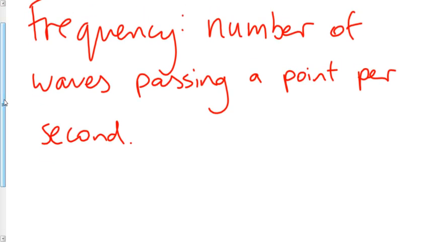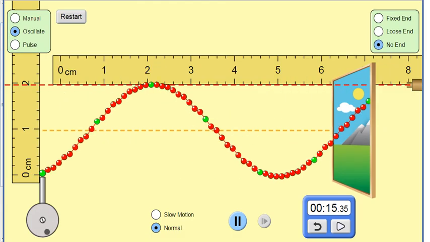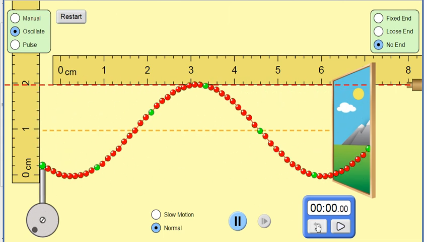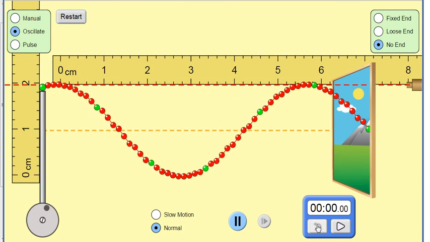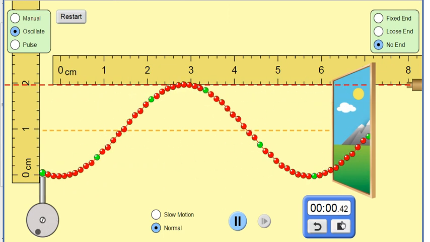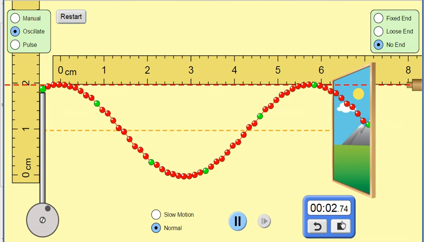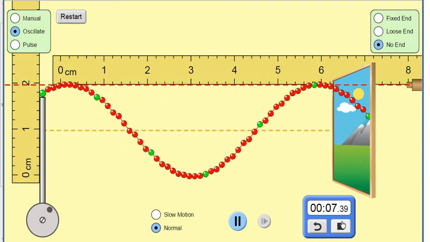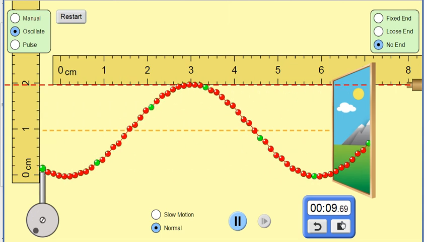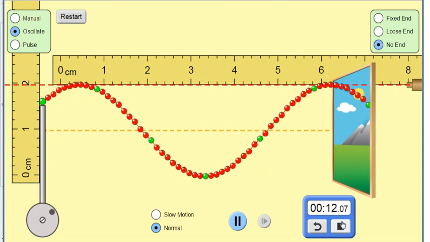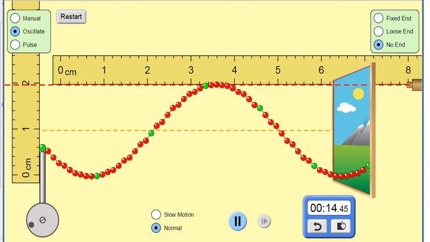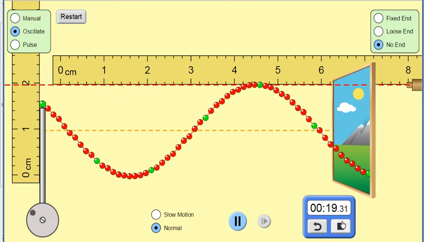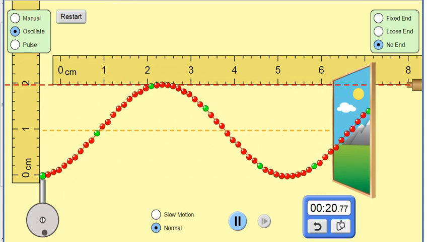It's going to be impossible for us to do the number of waves passing a point per second, but we could do the number of waves passing a point in, like, I don't know, 20 seconds or something, and then divide it by 20. So if I go start and then 1, 2, 3, feel free to fast forward the video, 4, 5, 6, 7, 8, 9, 10, 11, 12, 13. Oh, 13 it was when I got to 20 seconds.